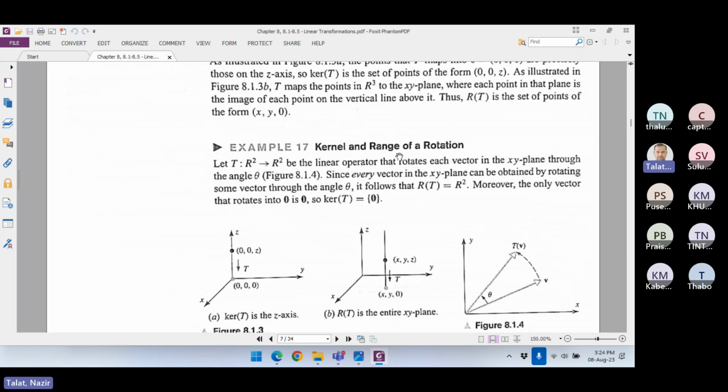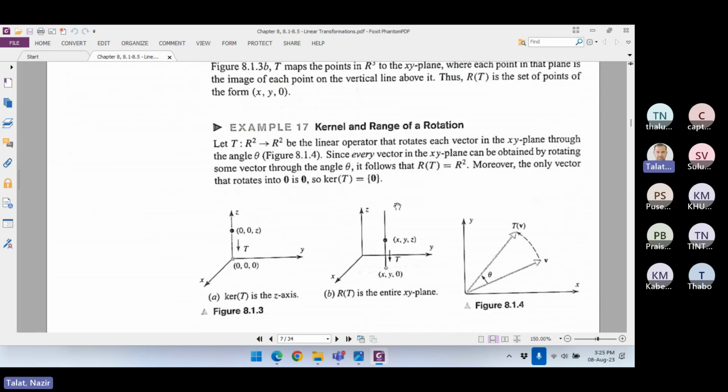So there is the kernel and range of a rotation linear operator. If T is an operator that rotates every vector in the xy plane by some angle theta, then in that case the range of T is equal to R2, because all elements will be moved. And 0 is only moved towards 0. So it means the kernel of T is 0 in that case.